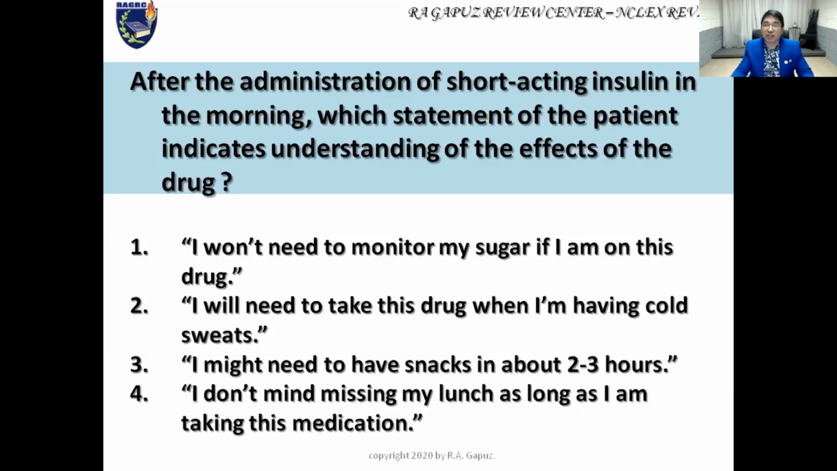So what type of insulin is the patient taking? You have short-acting insulin. And for short-acting insulin, the peak would usually be 2 to 5 hours. So that's when we expect hypoglycemia to occur. So let's take a look at option number 3. I might need to have snacks in about 2 to 3 hours. Now, having a snack to coincide with the peak time would be appropriate such that you prevent hypoglycemia from occurring. So the answer to this question is actually contained in option 3.